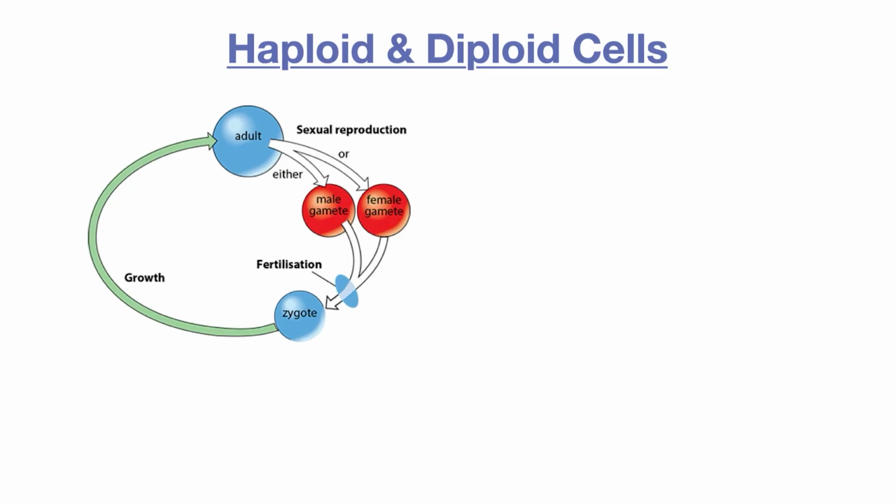Hello everyone, and welcome to this lesson on haploid and diploid cells. As you may know, the way that many animals, including humans, reproduce is by a process called sexual reproduction, and even many plants reproduce this way as well. This form of reproduction involves the production of special sex cells called gametes.